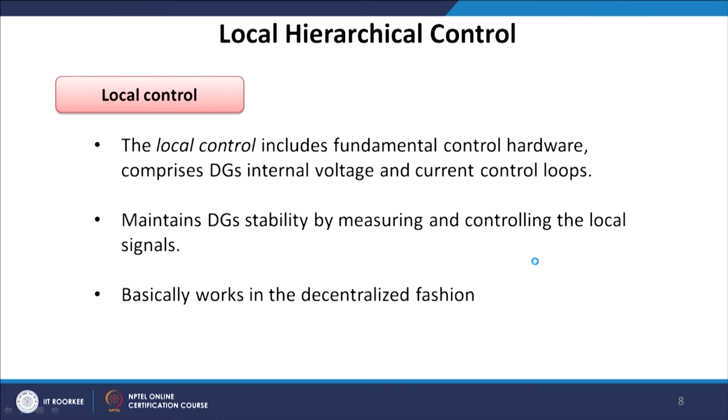Now, in case of local hierarchical control, the local control includes fundamental control hardware, comprising distributed generation internal voltage and current control loops. It maintains distributed generator stability by measuring and controlling the local signals, and basically works in a decentralized fashion.